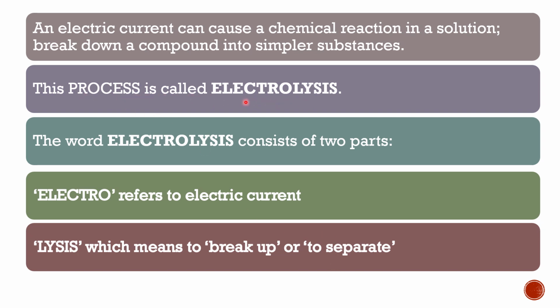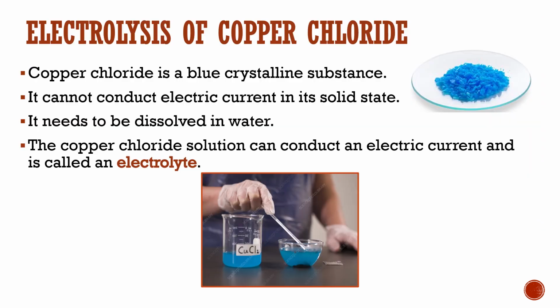So let's just break down the word electrolysis. It consists of two parts. Electro refers to an electric current. The second part of the word is lysis, which means to break up or to separate. So electrolysis means that we use an electric current to break up a compound like copper chloride.